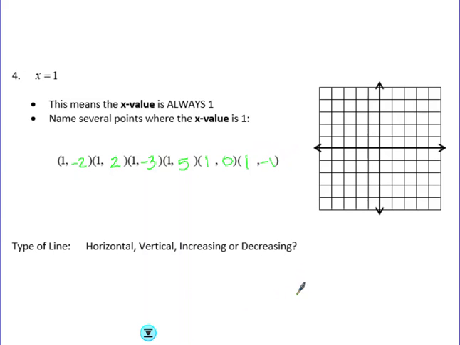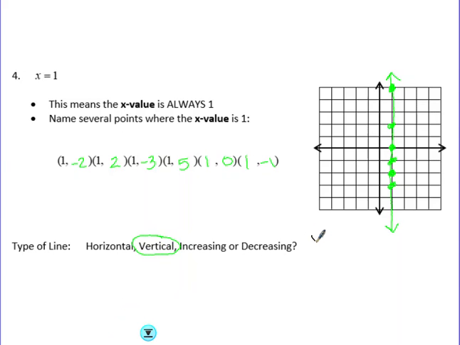And then I'm going to plot these points. (1, negative 2), (1, 2), (1, negative 3), (1, 5), (1, 0), and (1, negative 1). You can see that these points form a straight line, so we can connect the points, and then we have our graph. This type of graph is a vertical line.